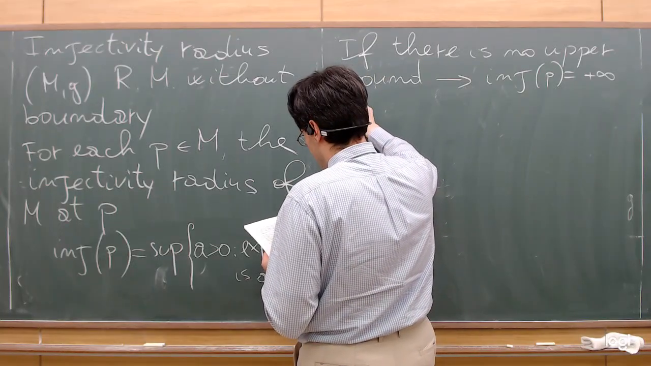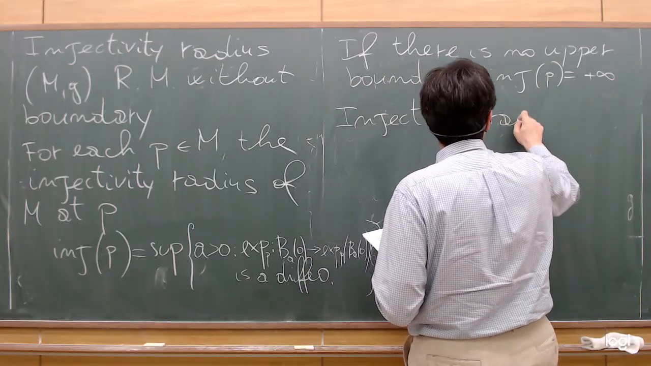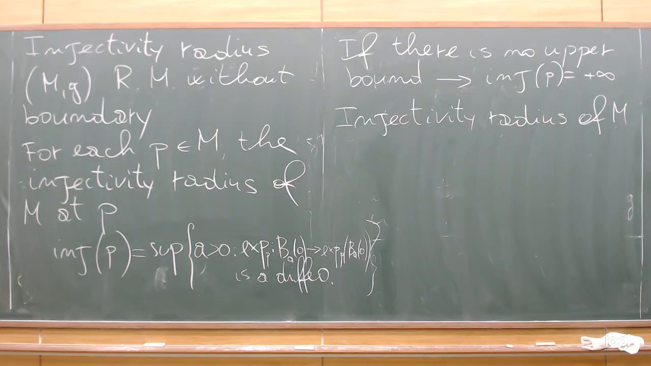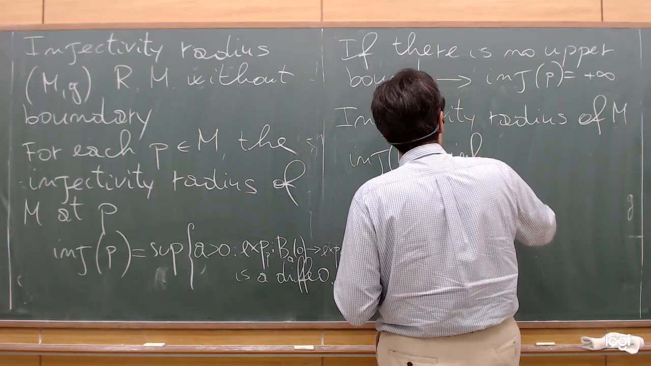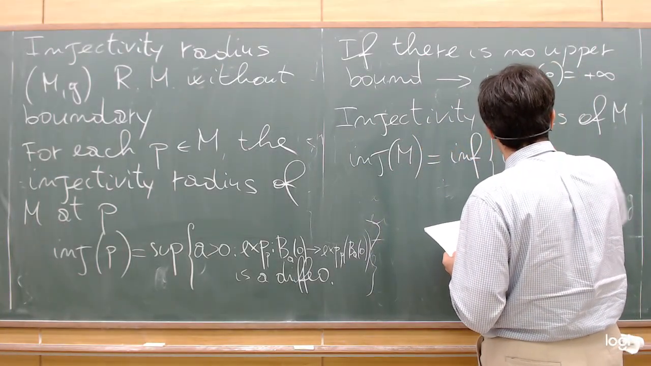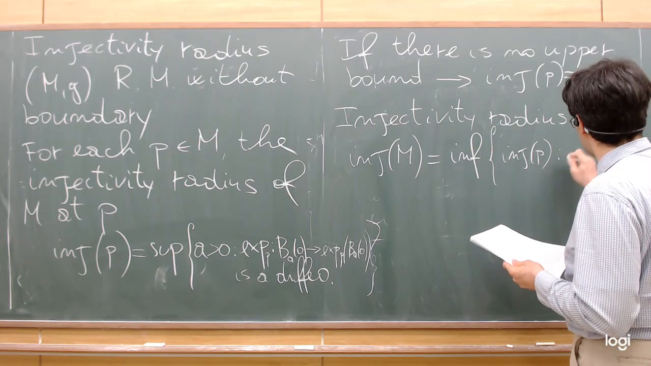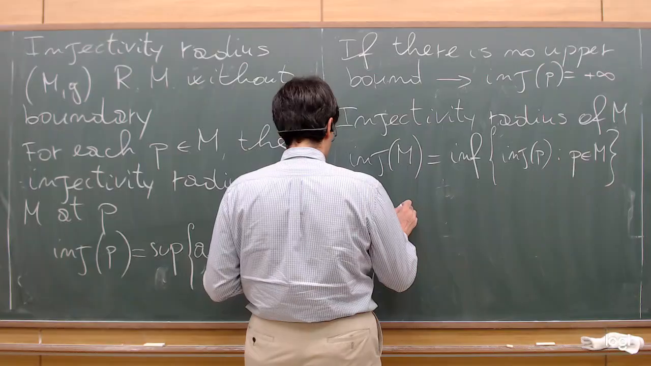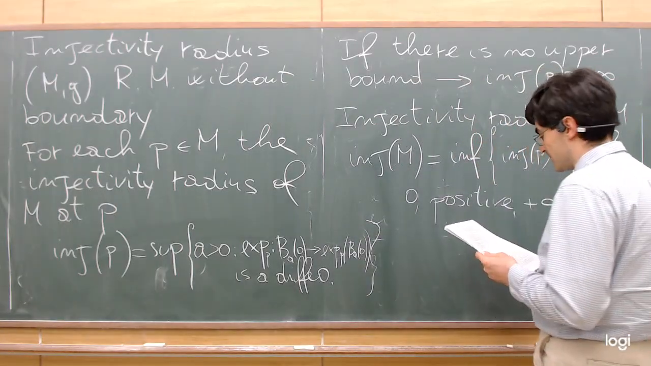And we can also define the injectivity radius of M. In this case, we don't make any reference to the point, as the infimum of the injectivity radii at P, with P varying in M. This number can be 0, can be positive, or can be plus infinity.